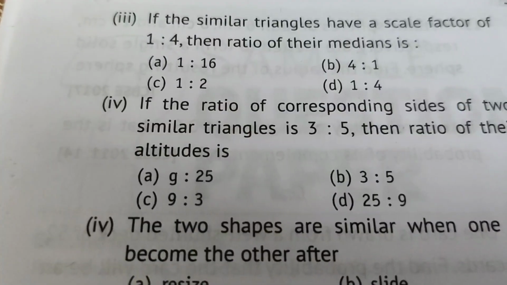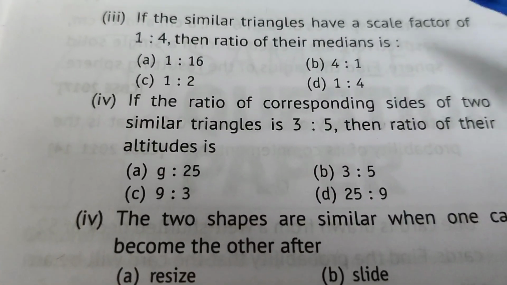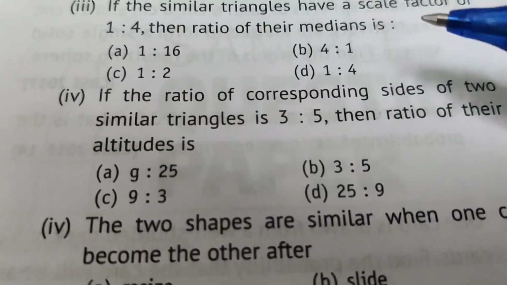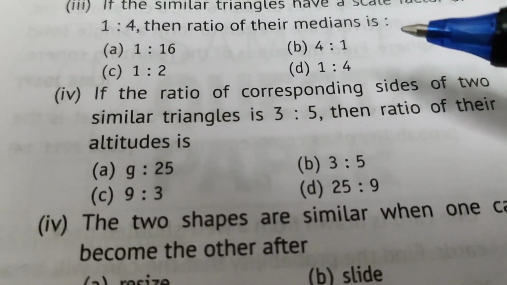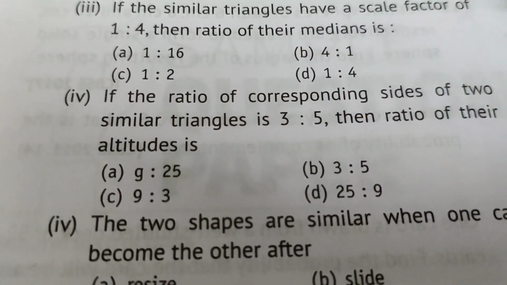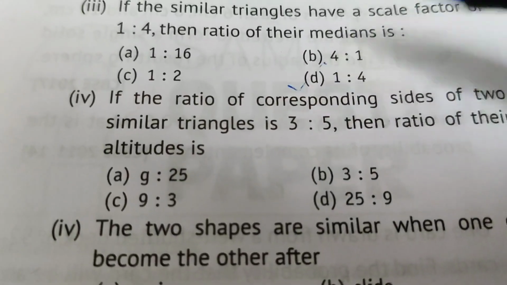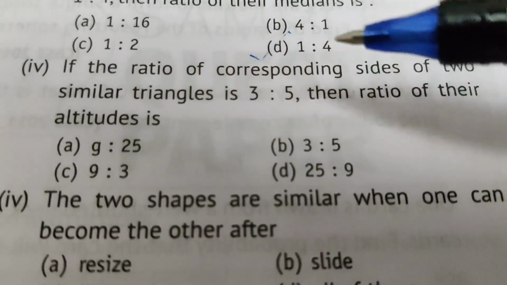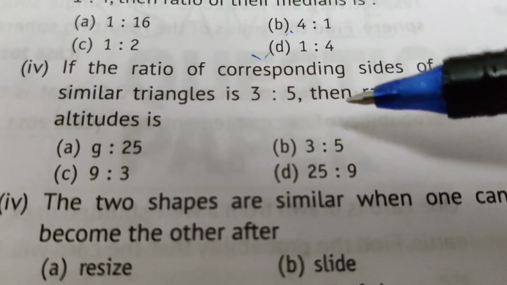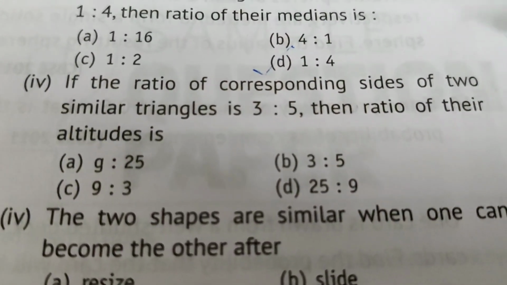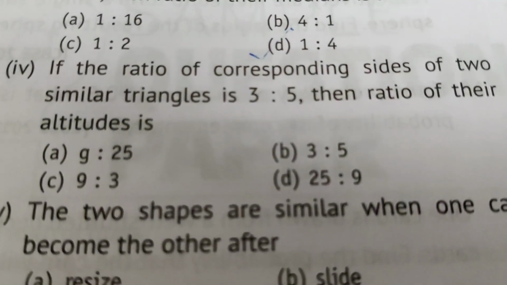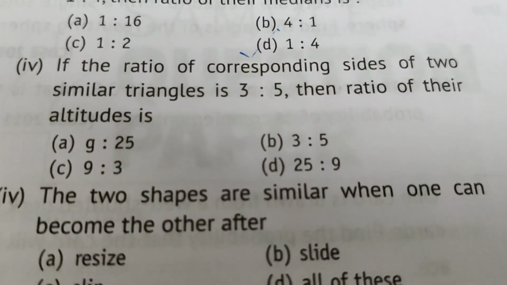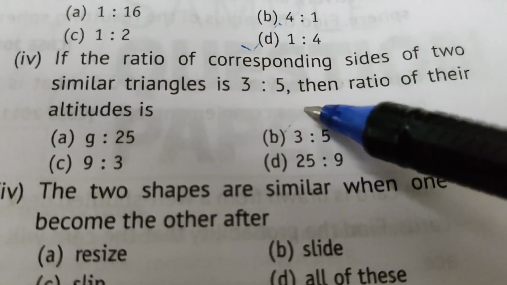Next question, question number 3. If similar triangles have the scale factor of 1:4, then the ratio of the medians is? The ratio of the sides is also equal to the ratio of their medians. It means the ratio is 1:4, so the ratio of the medians is also 1:4. If the ratio of corresponding sides of two similar triangles is 3:5, then the ratio of their altitudes? This is the same question: the ratio of the sides is also equal to the ratio of their altitudes. It means the ratio of their altitudes is 3:5.